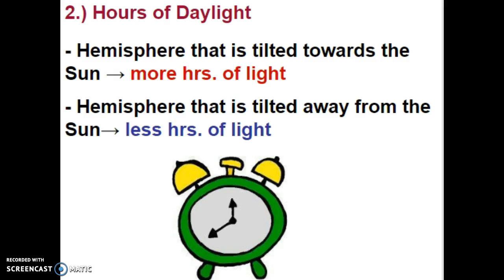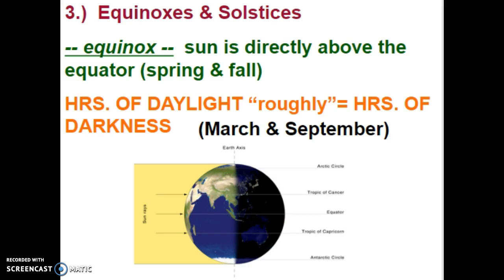And just like temperature, for hours of daylight, the hemisphere that is tilted towards the sun will receive more hours of daylight, and the hemisphere that is tilted away from the sun will receive fewer hours of daylight. So we mark our seasons by what the sun is doing above the horizon.